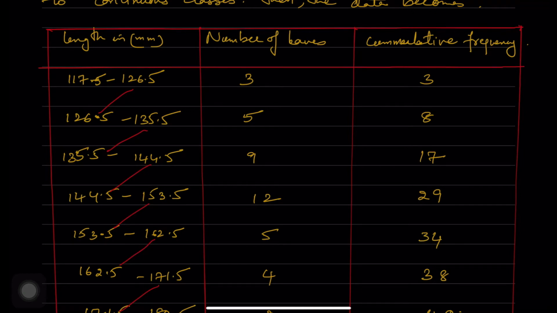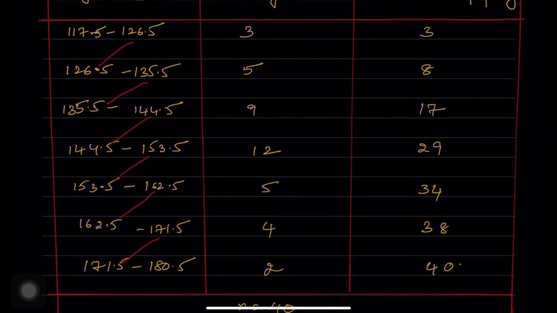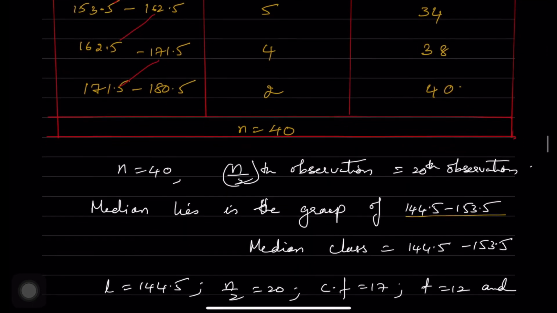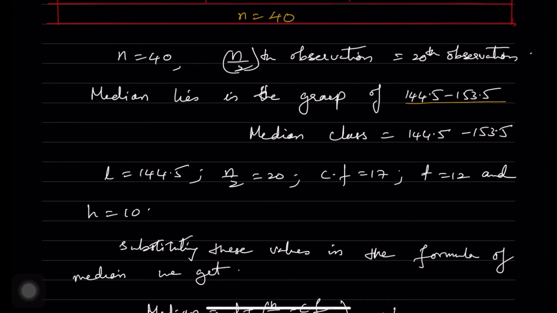Now the number of leaves you're having is 3, 5, 9, 12 and so on. Cumulative frequency is 3. 3 plus 5 is 8. 8 plus 9 is 17. 17 plus 12 is 29. 29 plus 5 is 34. 34 plus 4 is 38. 38 plus 2 is 40. So now your n is equal to 40. N by 2th observation is equal to 20th observation.